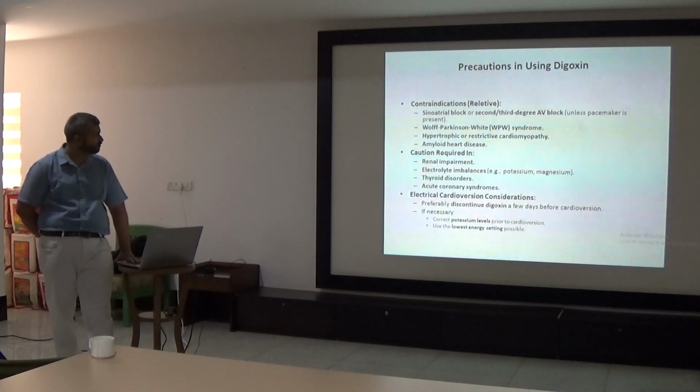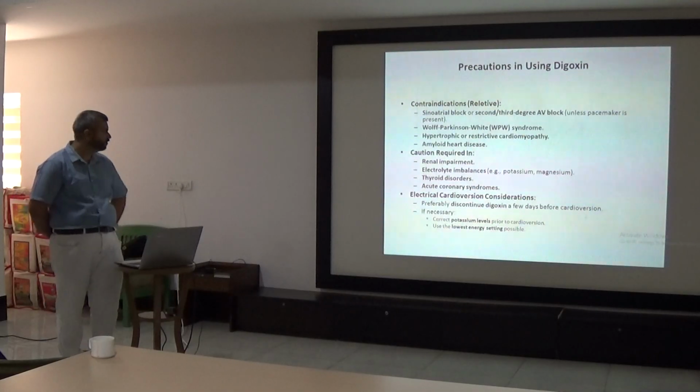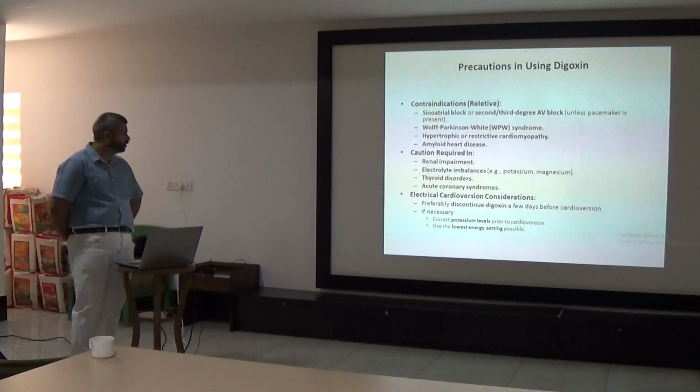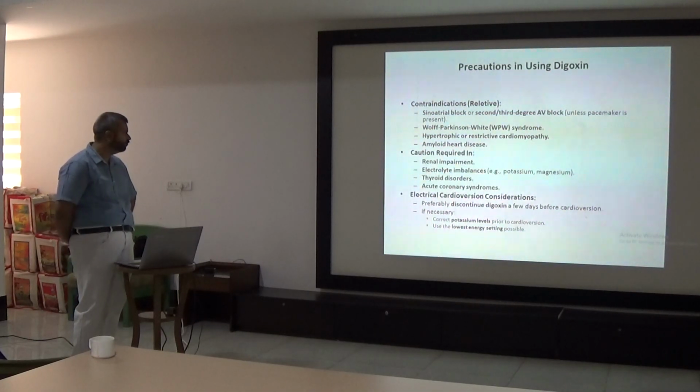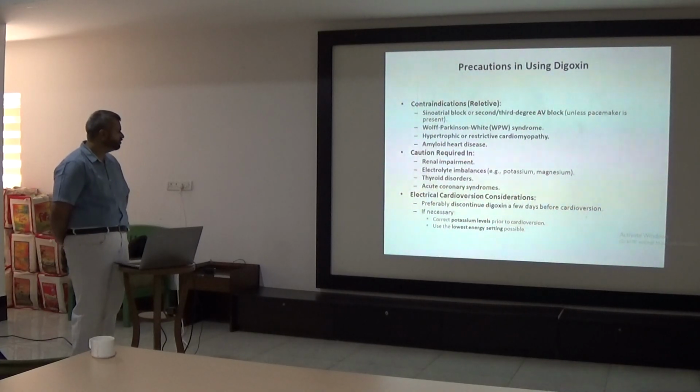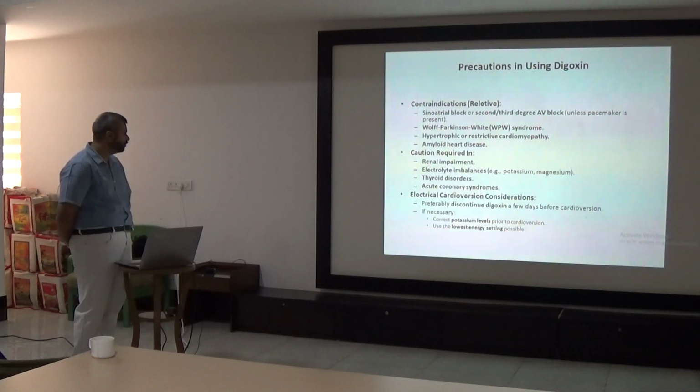So, the precautions while prescribing the medication. These are the patients in whom digoxin should not be prescribed, or rather prescribed with absolute caution: patients who already have sinus node dysfunction and do not have a pacemaker implanted, WPW syndrome patients, HOCM patients, and myocardial heart disease patients. These are the relative contraindications, of course. Caution is definitely required in patients with renal impairment, electrolyte imbalance, thyroid disease, and acute coronary syndromes.